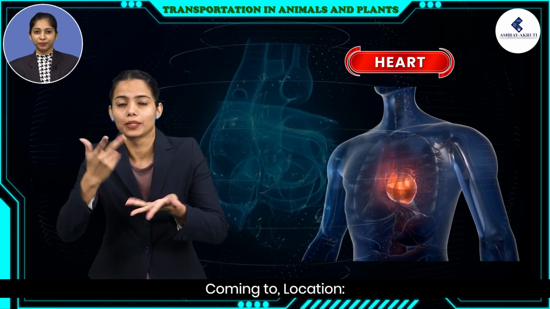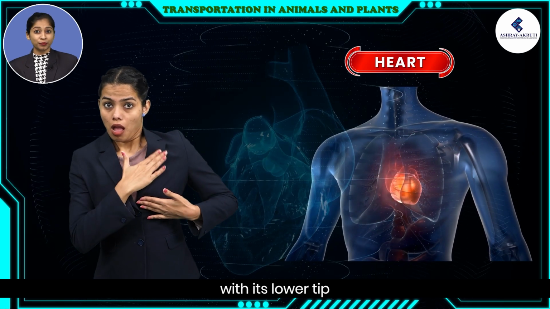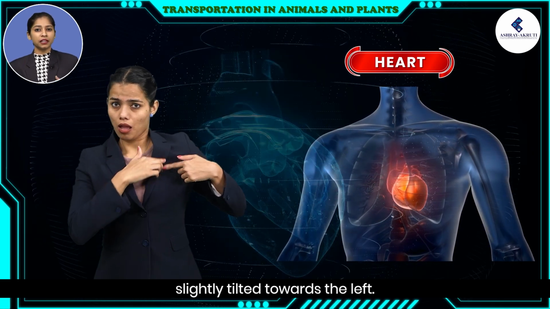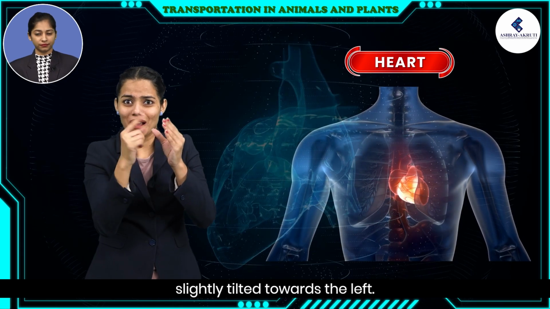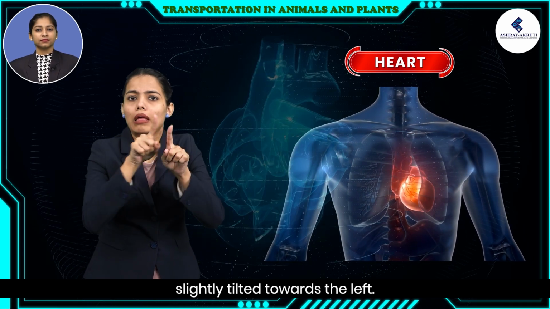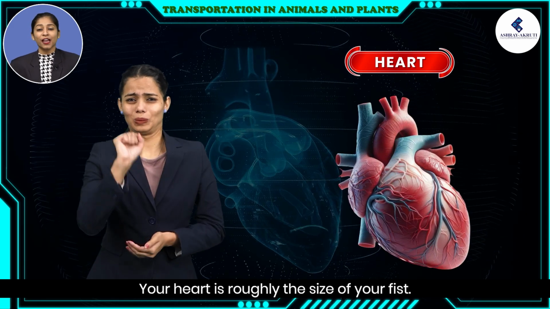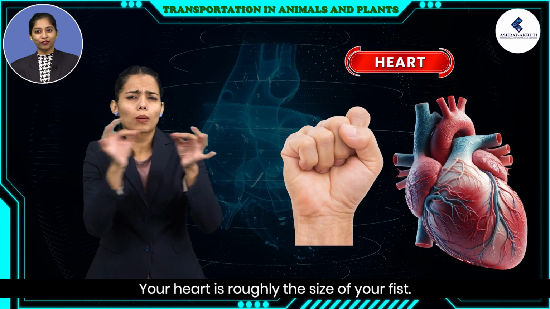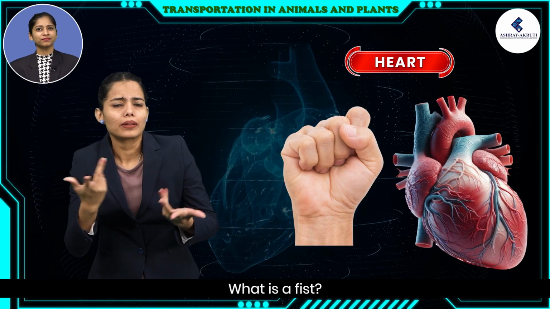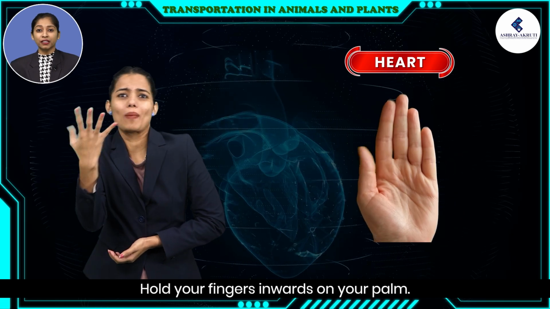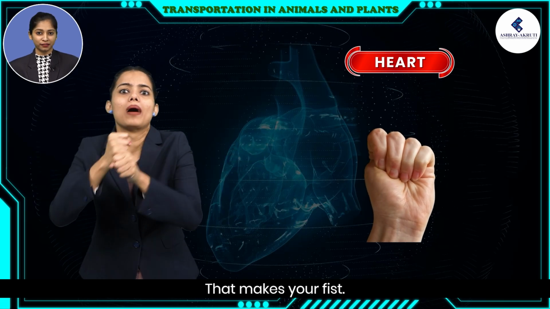Coming to location, the heart is located in the chest cavity with its lower tip slightly tilted towards the left. Size. Your heart is roughly the size of your fist. What is a fist? Hold your fingers inwards on your palm. That makes your fist.